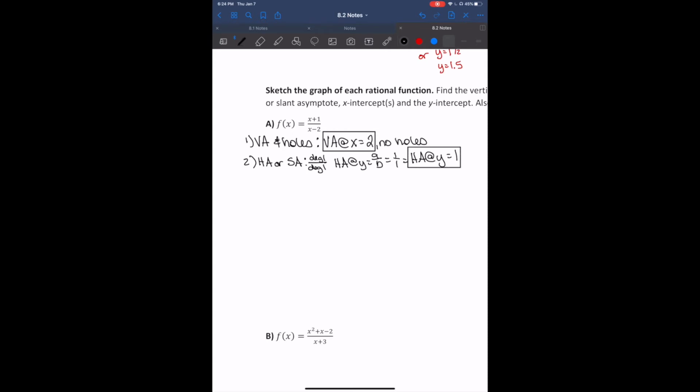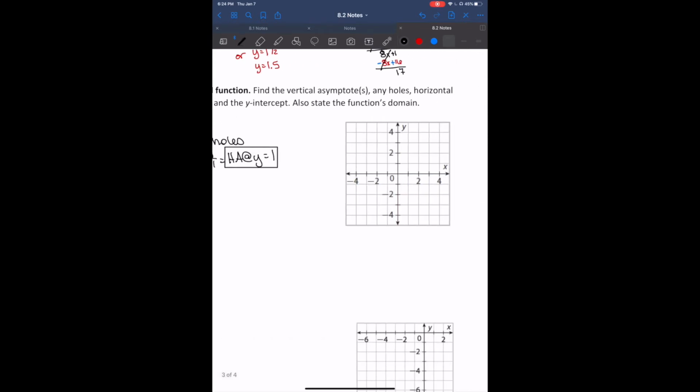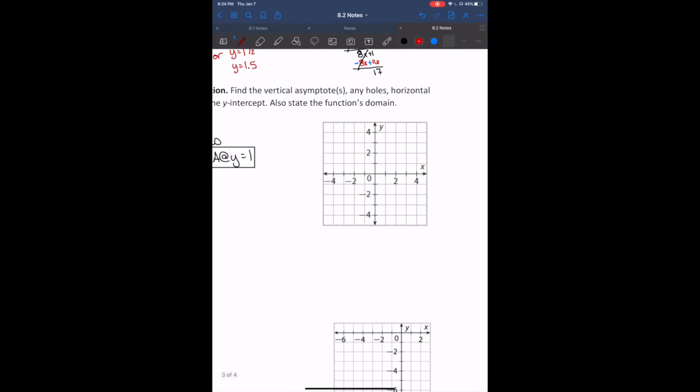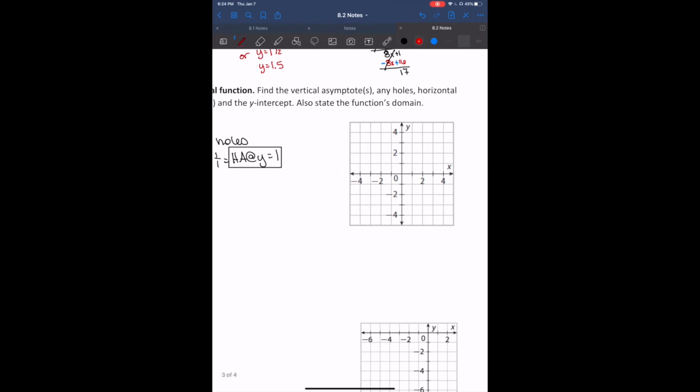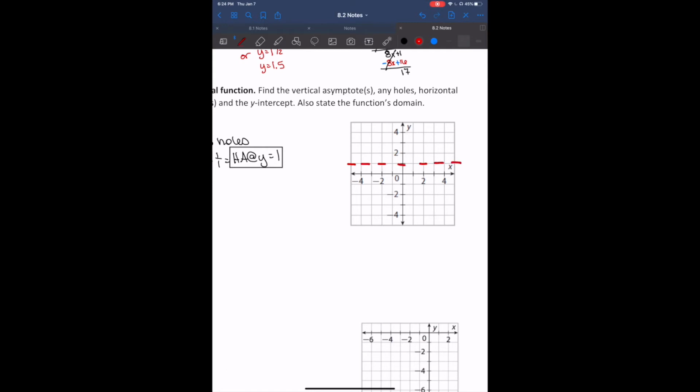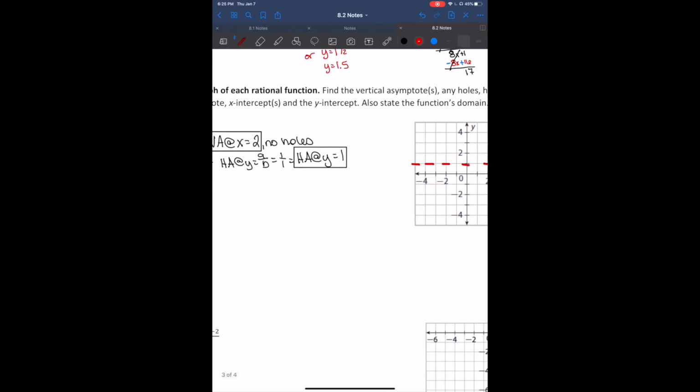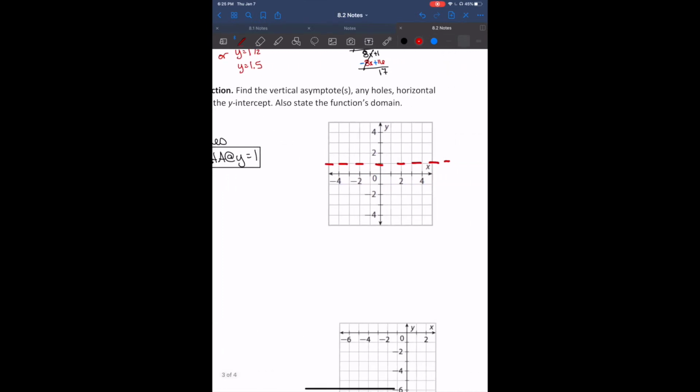Okay, now we can sketch those out. That's the easy part. We've identified the two asymptotes. Horizontal asymptote at 1, vertical asymptote at 2. Now we need to determine where our function is going to lie.